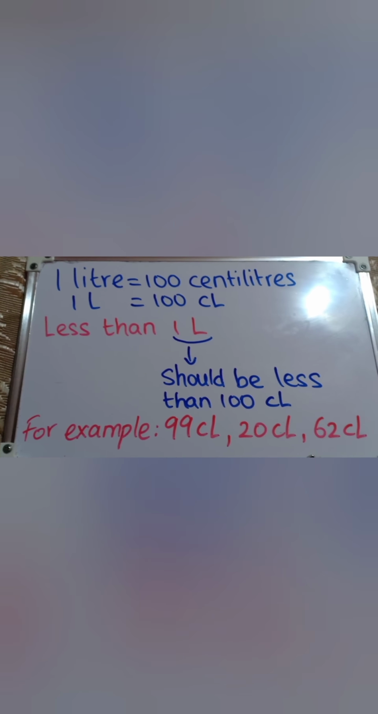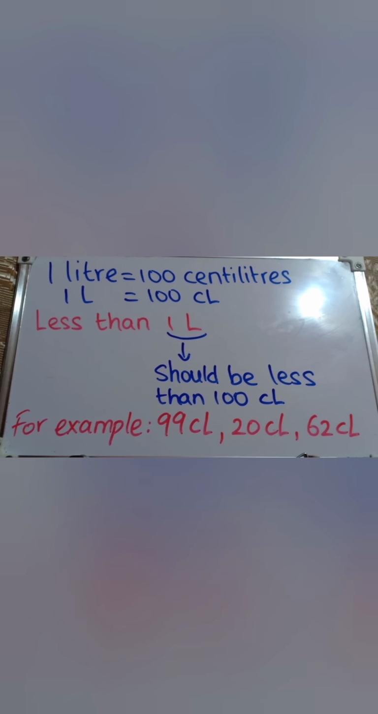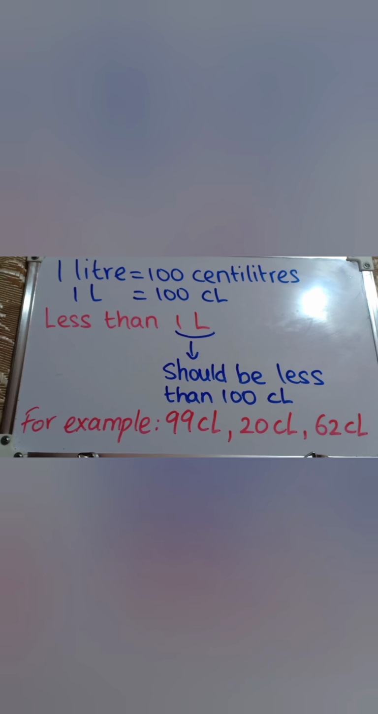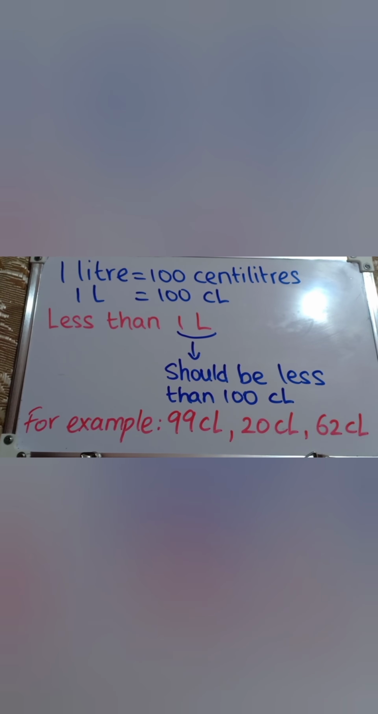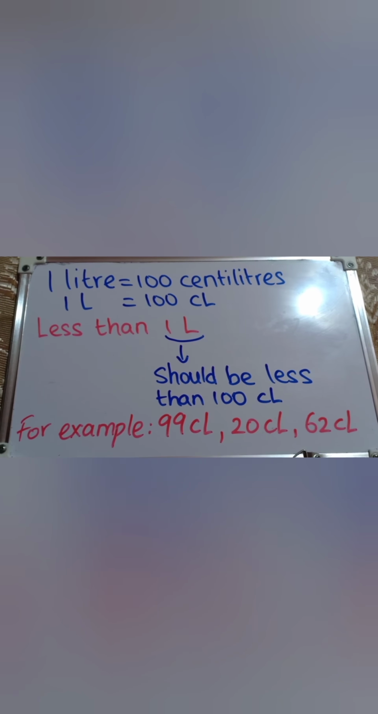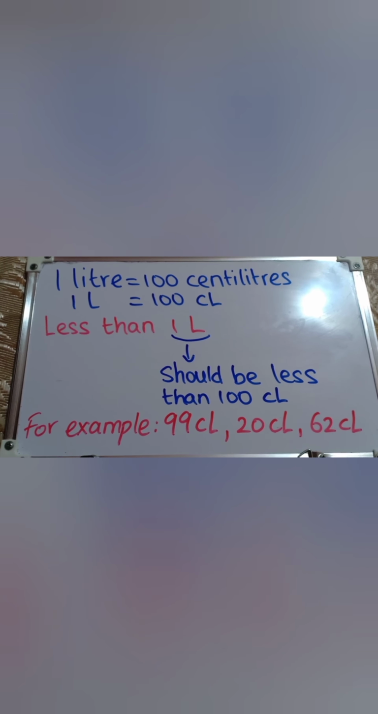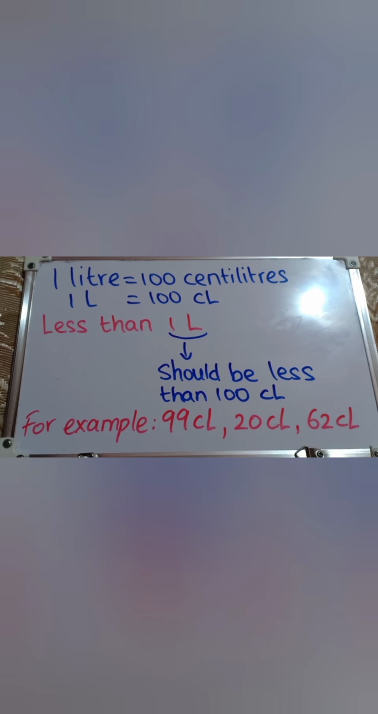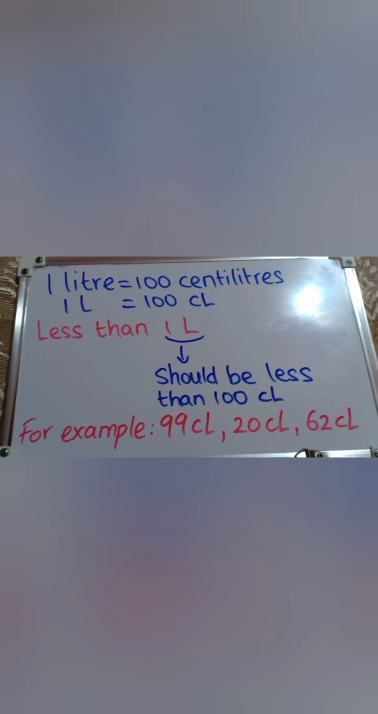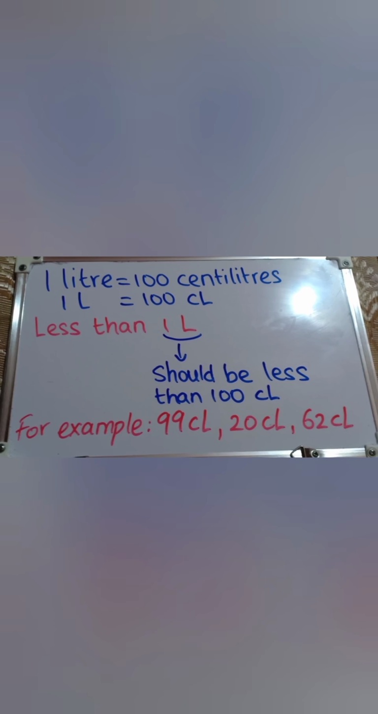For example, we have 99 centiliters. So 99 is less than 100 centiliters. 99 centiliters is less than 1 liter. Next we have 20 centiliters. 20 is less than 100. So 20 is less than 1 liter. 62 as well is less than 100. So 62 centiliters is less than 1 liter.